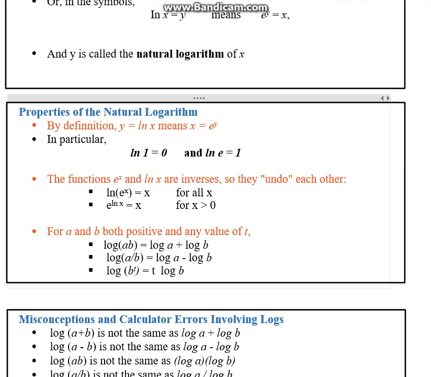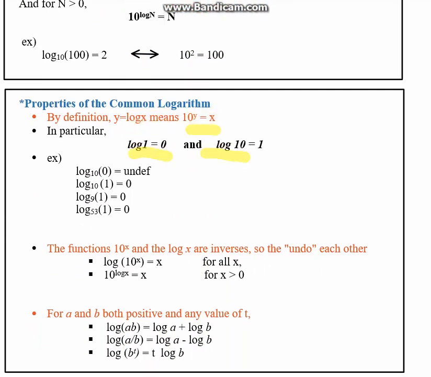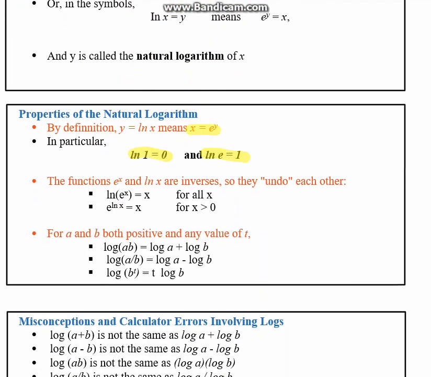So, properties of the natural logarithm are similar to the normal logarithm. By definition of y equals natural log x, that means x equals e to the y. In particular, natural log 1 is going to equal 0, and natural log e is going to equal 1. These are both the same as we did before in the properties of the common log, except we have the natural log here. And again, there's an e that we don't see here. So basically, e to the 1 is going to equal e, so it's always going to be the same.